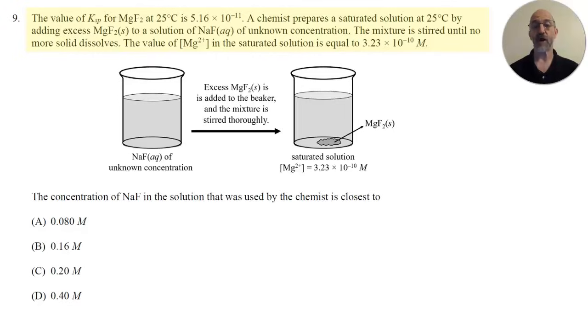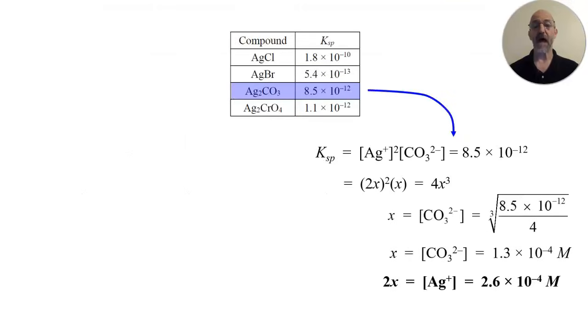Now, before I continue talking about how to set up the calculation, I'd like to show you what would happen if we dissolved the magnesium fluoride into water, as opposed to dissolving it in a solution that contains a common ion. So I'm going to take a break from this question and remind you of something I presented earlier in this lesson. Earlier, I was talking about the KSP for silver carbonate, Ag2CO3, and it was a 2-to-1 ratio of silver to carbonate.